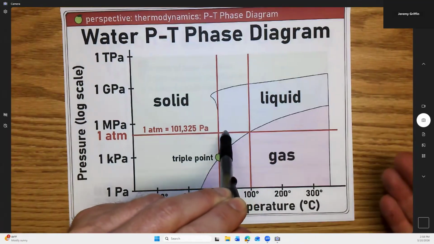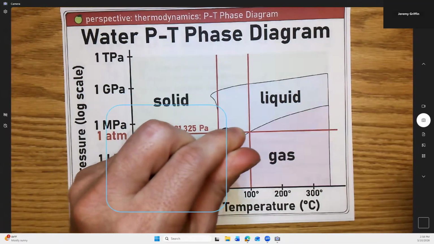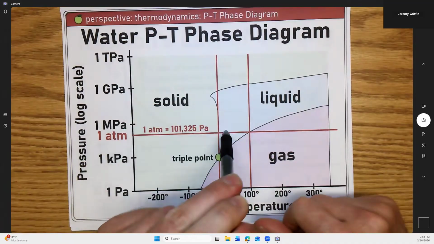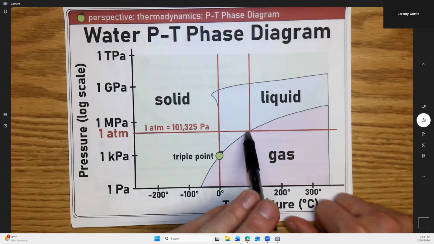So water in this room would naturally be what state? Liquid, right? And there's two ways to boil the water. Guys, what's one way to boil the water? You could increase the temperature. That's going which way on this diagram? To the right until, there it is, 100 degrees Celsius. Now it boils. It turns to gas.